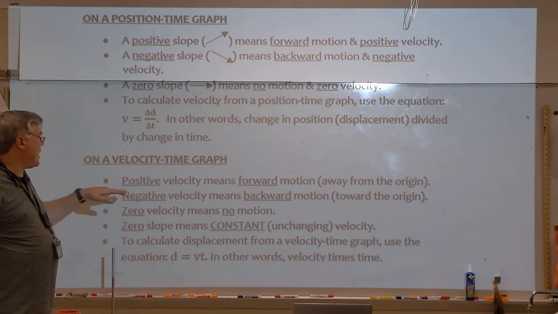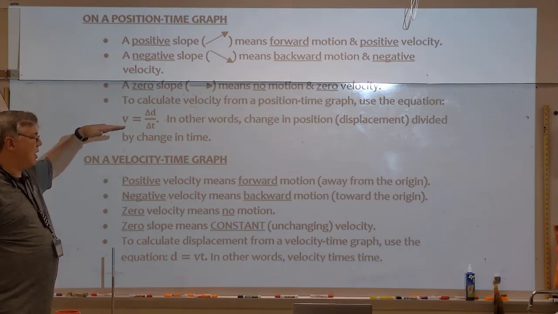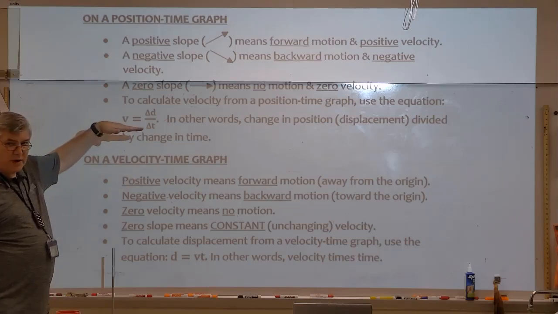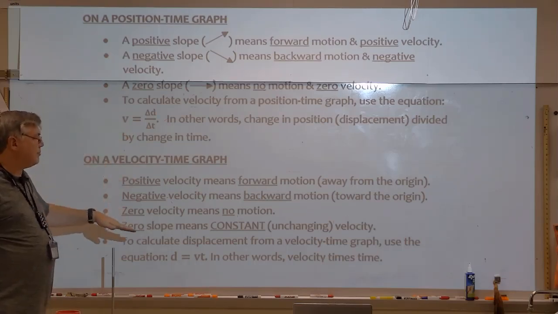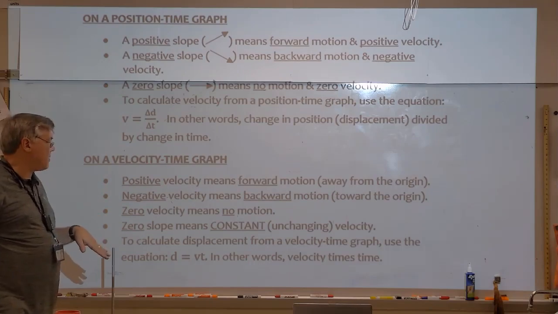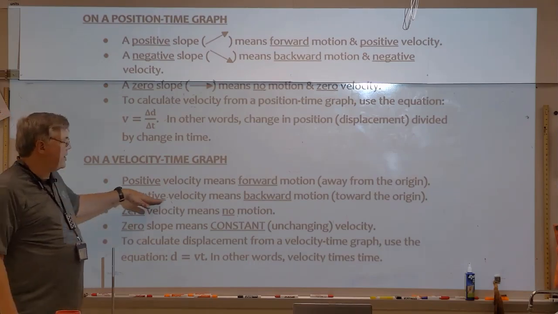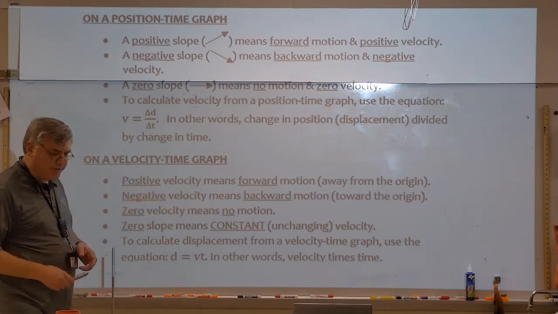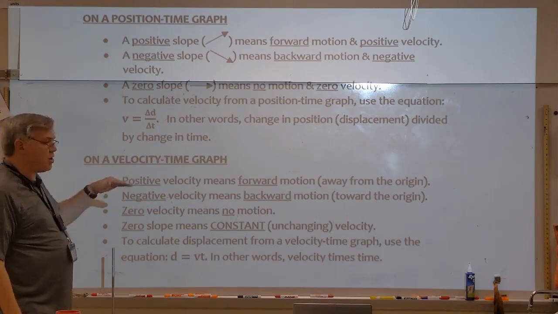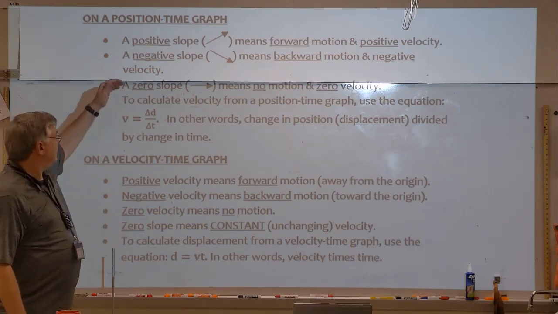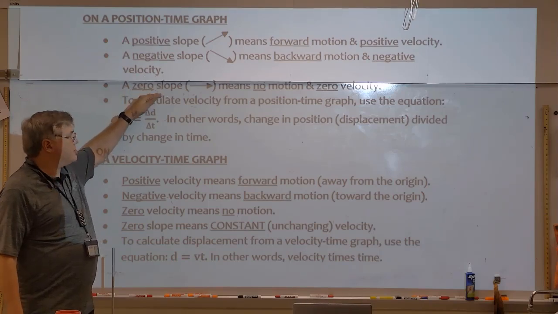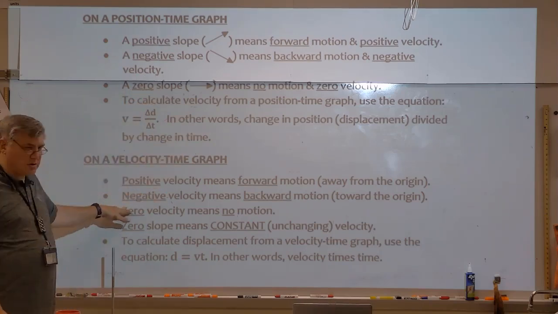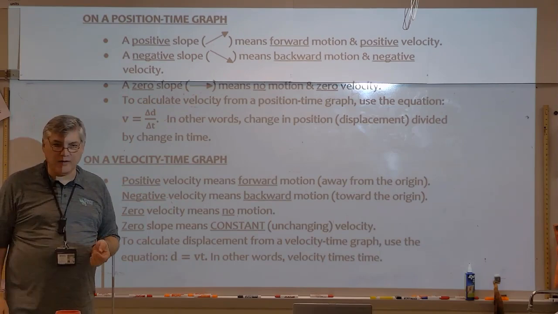Velocity time graph, positive velocity means it's forward and it's above the zero line. Negative is below the zero line and it means it's backwards. Zero is on that line, which means no motion. Zero slope, meaning a flat surface, doesn't mean the same thing as it does up here. Up here, zero slope means it's not moving. Here, zero slope just means it's not changing in velocity.